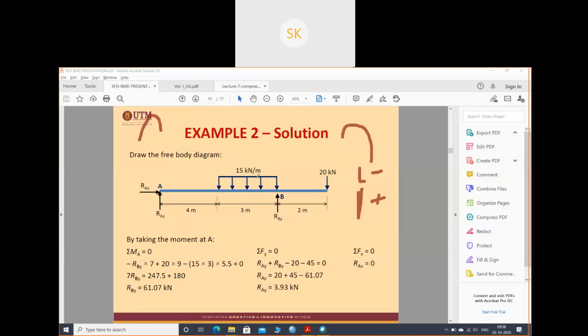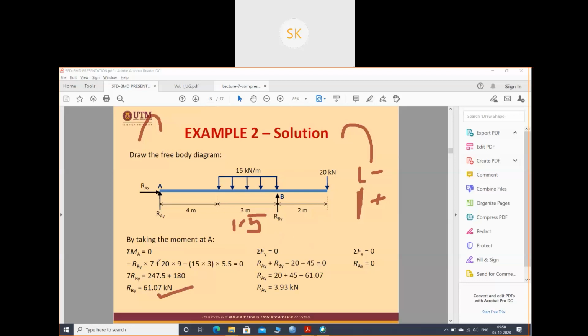Okay, so 15 into 3, that is the force part, and the distance is 4 plus 1.5. So how much will it be? It will be 5.5 equals to 0. Solve this, you will get the RBY value. Now this part is over. Now summation of Fy: all the vertical forces should be 0.